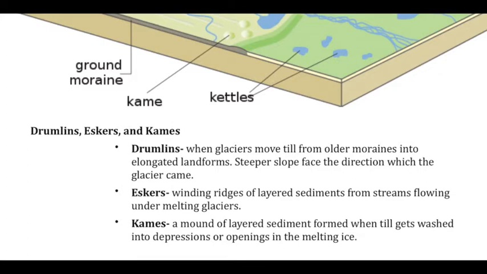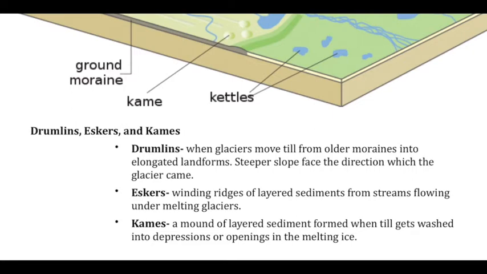Eskers, so winding ridges of layered sediment from streams. So you're going to have ice that's melting at the surface of the ground. So there's going to be water under the glacier that then escapes, and water runs faster than the glacier, and so you're going to get streams coming from this glacier. You're even going to have some ponds and some lakes caused by these melting streams. So the streams can cause these sediments to pile up, and these ridges are called eskers. So it is this loose sediment from the glacier that's actually caused by running water.